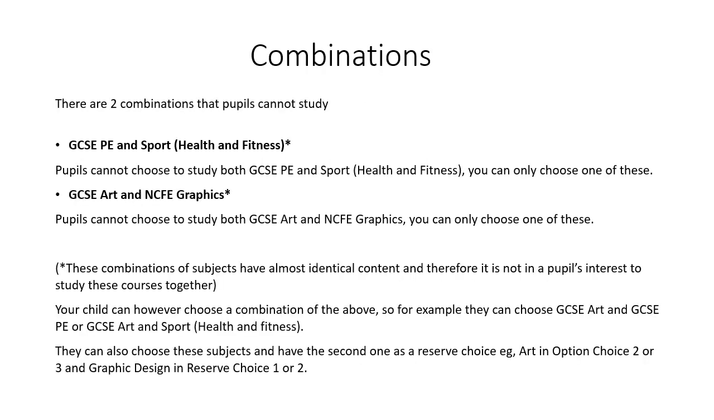Whilst your child will have 2 further option choices in the open box, there are 2 combinations that pupils are not allowed to study. Pupils cannot do both GCSE PE and sport, health and fitness, nor could they choose GCSE art and NCFE graphics. They are, however, able to do a combination of the above 4 courses. So, for example, a child could do GCSE PE and NCFE graphics or GCSE art, and sport, health and fitness alongside GCSE art or NCFE graphics.